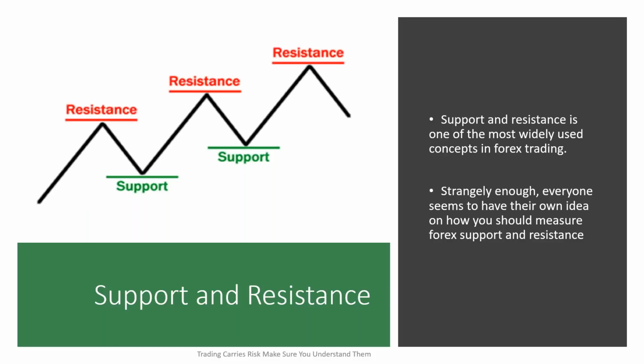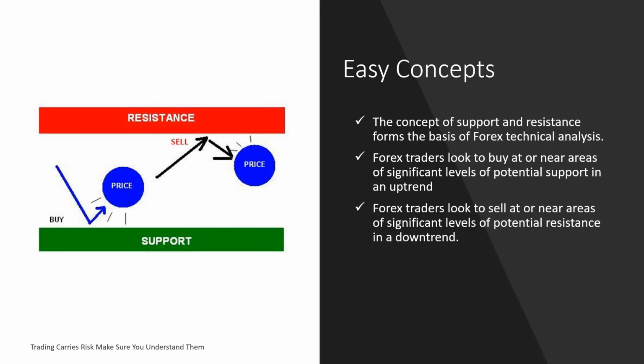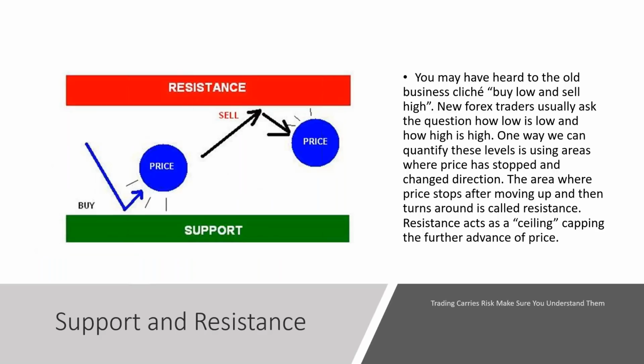Now, support and resistance is one of the most widely used concepts in Forex and CFD trading. Strangely enough, everyone seems to have their own idea on how you should measure support and resistance. There are many ways to get these levels, but the concept of support and resistance forms the basis for technical analysis. Traders look to buy at or near areas of significant levels of potential support in an uptrend, or look to sell at significant levels of resistance in a downtrend.